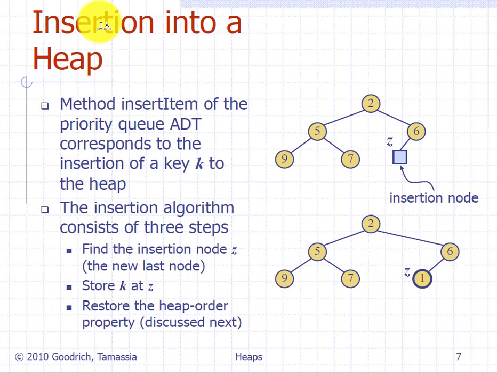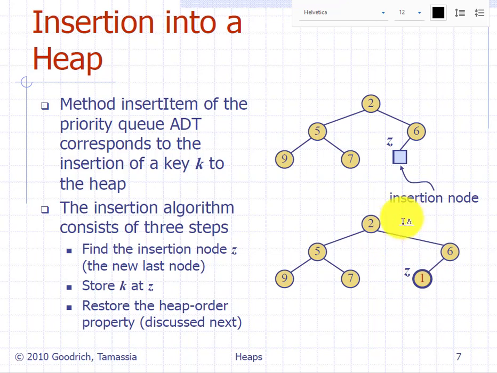So how do we insert a new item into a heap? Well, suppose you want to insert a new item, a key K. All you've got to do is make your way to the last node. This is the last node, right? The insertion position. Once you've got that, you create a new node, and then you store your K in that position. So we created a new node, our K here is 1. We store our K in this position.